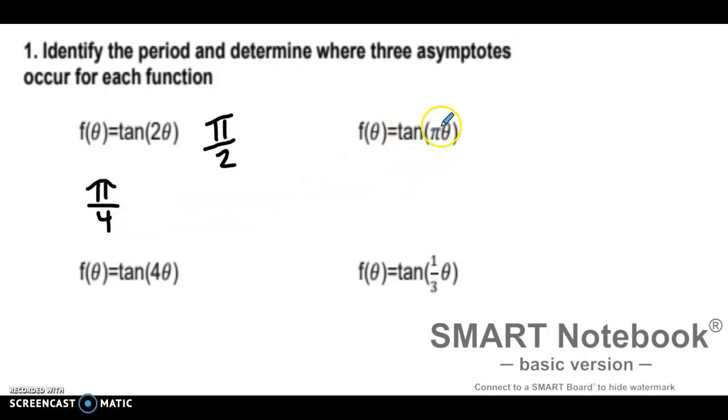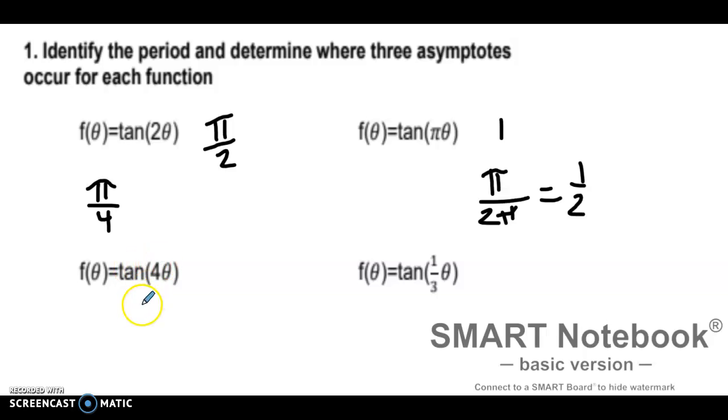The next part, the tangent of pi times theta. So the period would be pi over pi, or just 1. So the period would be 1. And then the asymptotes would be pi over, write this one down, 2 pi, which would then be 1/2. So the asymptotes would be every half unit.